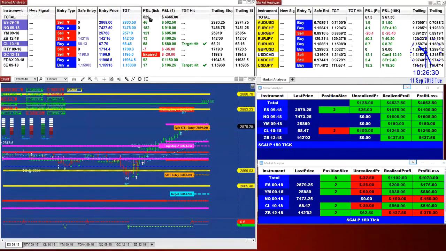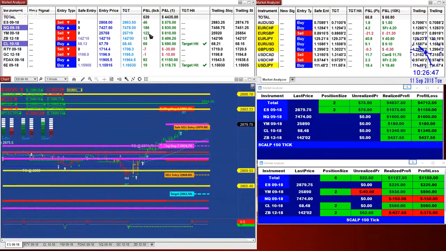At the moment, we have 529 ticks based from the last entry signal. It's not for all day long. It is based from the last entry signal. And we have on the NASDAQ 185 ticks. And on the YM, we have 122 ticks and 13 ticks based from the last entry signal. And then 69 ticks on the CL.